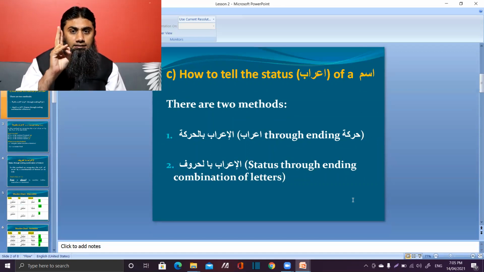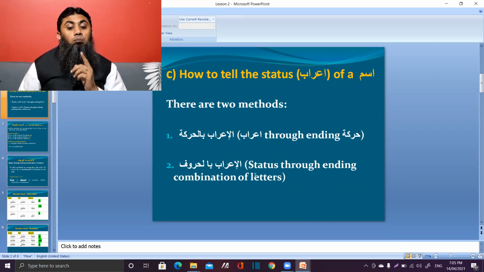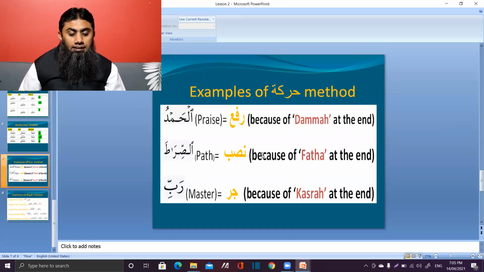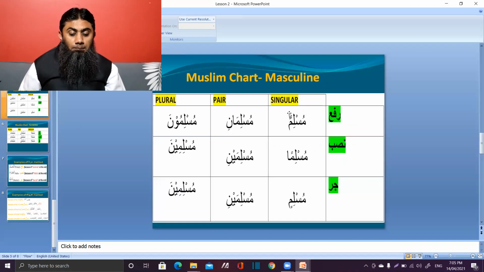There are two methods. One is called the haraka method. We use this one for singular ism. The other is called the huruf method. We use this one for pair and plural ism. And what I need you to do is please pay attention to these charts.